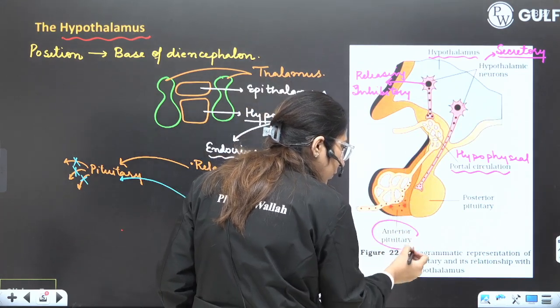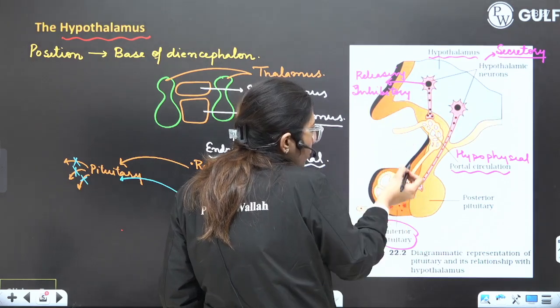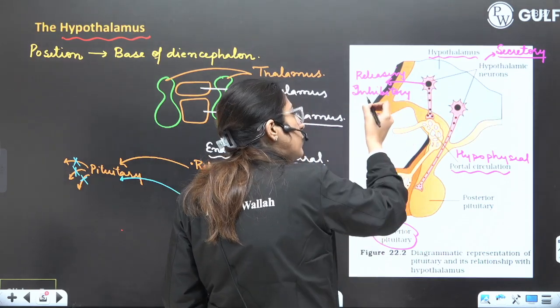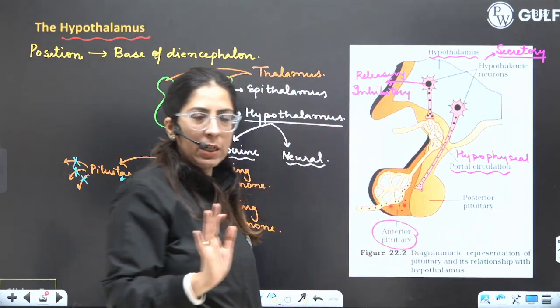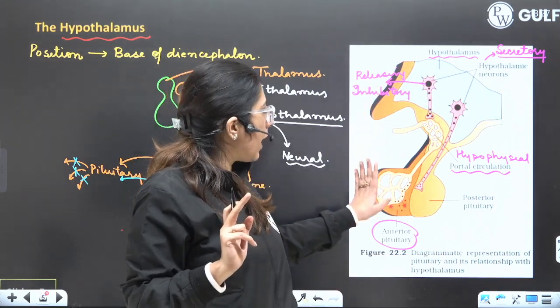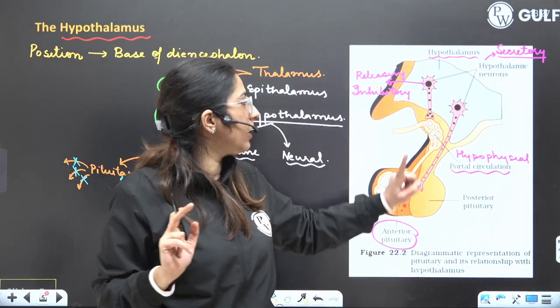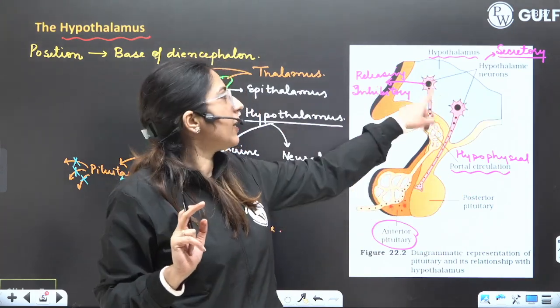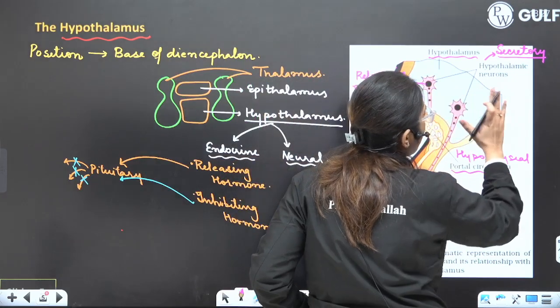The first part of the pituitary is the anterior pituitary. In response to releasing hormones, the anterior pituitary will release hormone. In response to inhibitory hormones, it stops releasing hormone. Done? Point clear? So the communication between the hypothalamus and the anterior pituitary occurs through the hypophyseal portal circulation.